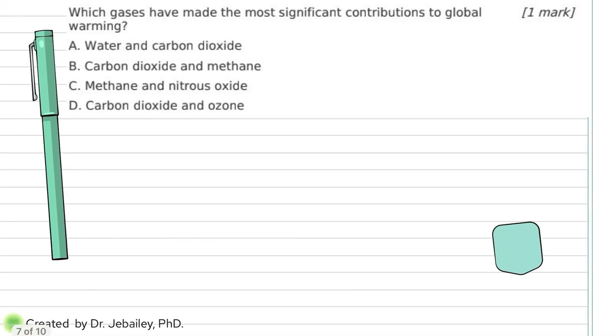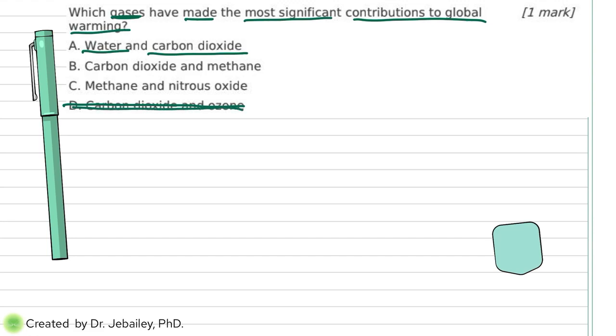So let's look at this one. It says, which gases have made the most significant contribution to global warming? Now, the most common ones are water and carbon dioxide. This is fact. If you did study 4.4, it actually says in one of the understandings that carbon dioxide and water have the most impact, while methane and nitrous oxide come in second. So if you don't remember this, obviously we can cancel ozone, because ozone is never mentioned in topic 4.